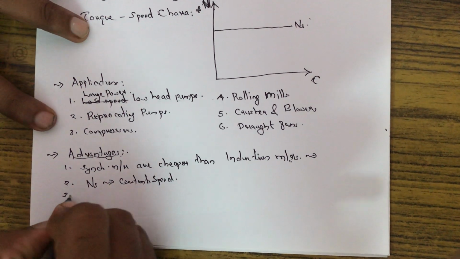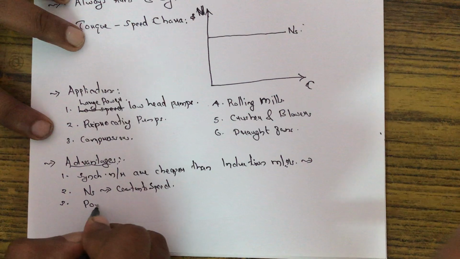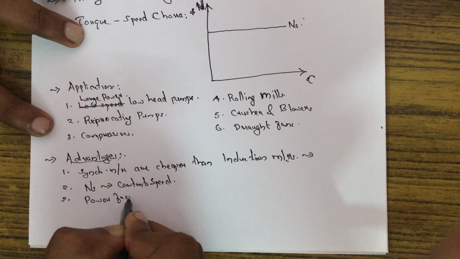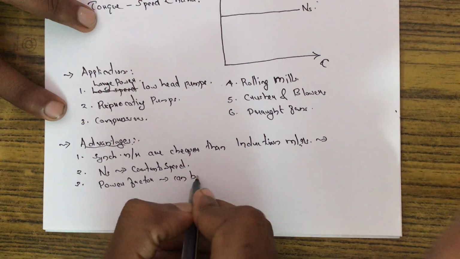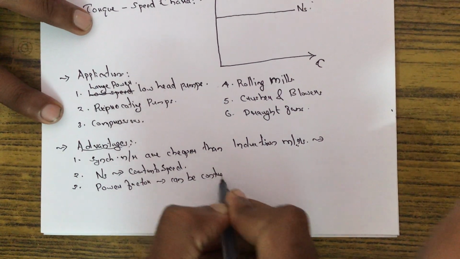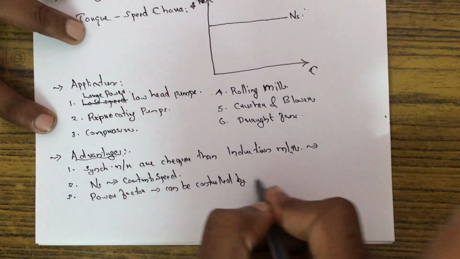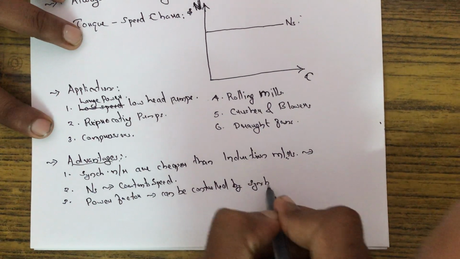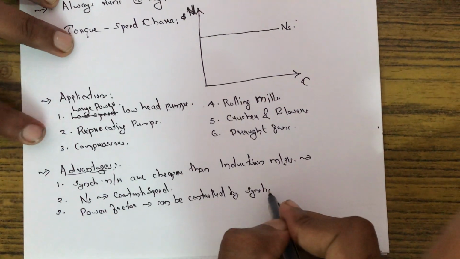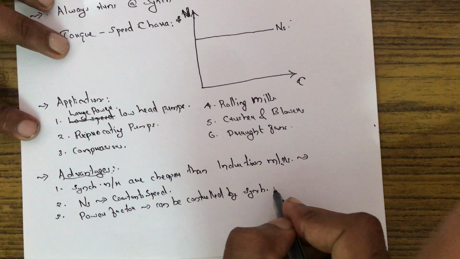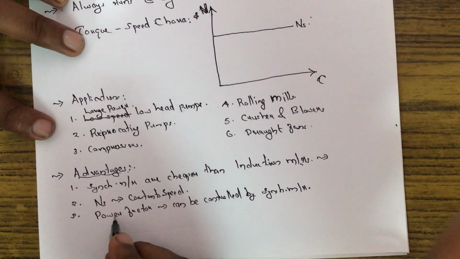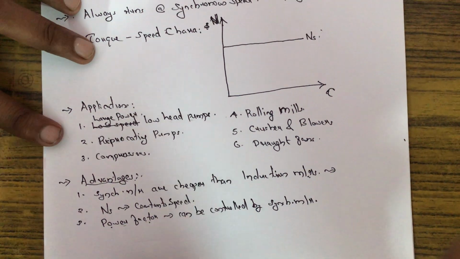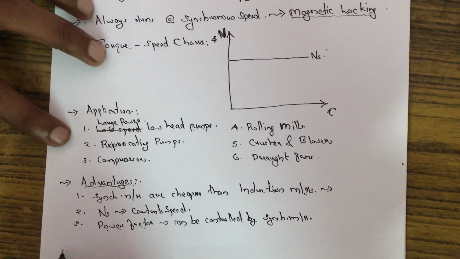The third advantage is that the power factor can be controlled. The power factor of the system can be controlled by the synchronous motors. We can see in the later part how we control the power factor. So synchronous motors are used to control the power factor in the system. So that is an advantage.